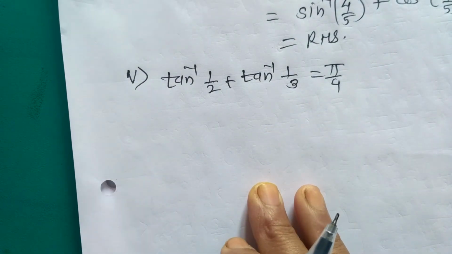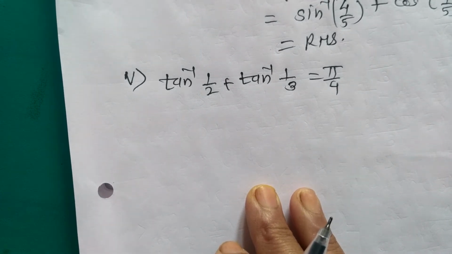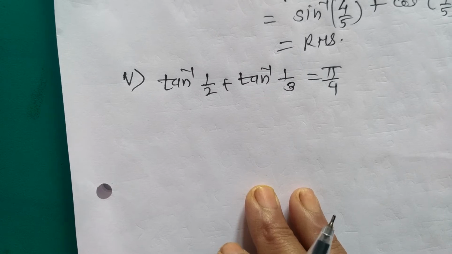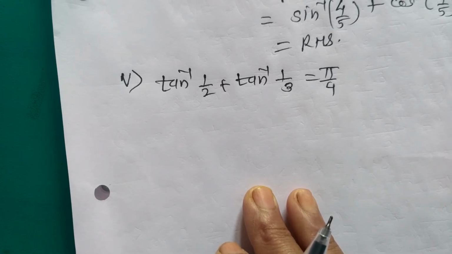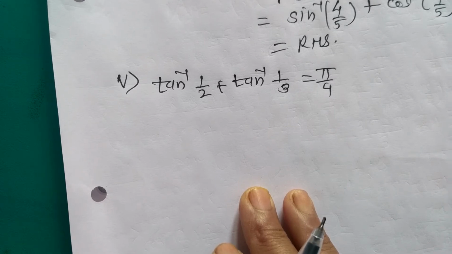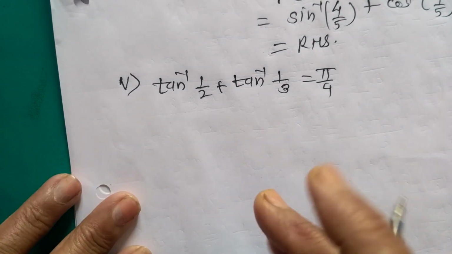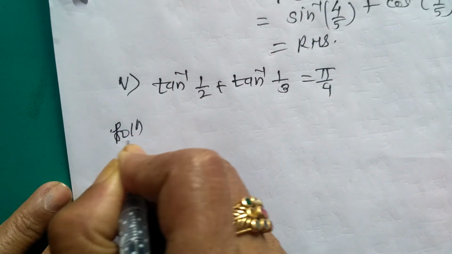So here question number 5 and question number 6 are both similar. The only change is that in question number 6, there is given 2 times tan inverse 1 by 3. So we may write 2 times tan inverse 1 by 3 as tan inverse 1 by 3 plus tan inverse 1 by 3. With the help of this we prove it, and only the corresponding value changes. So for this we take the solution of this equation.